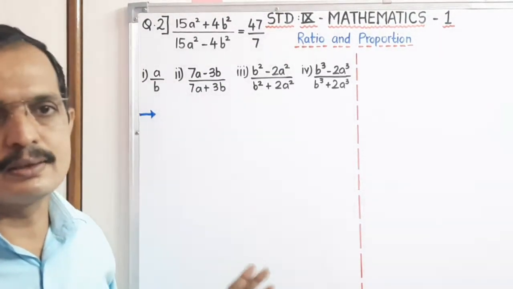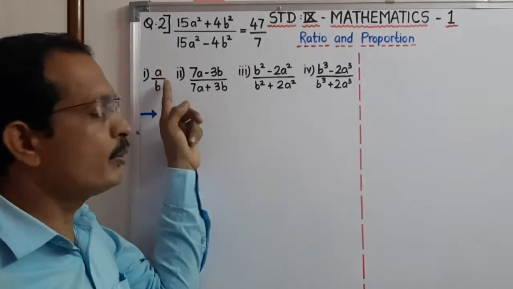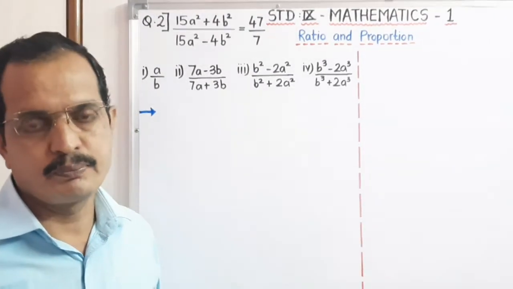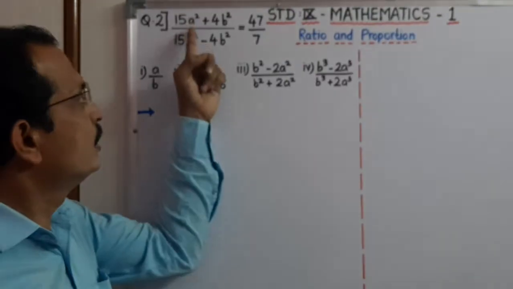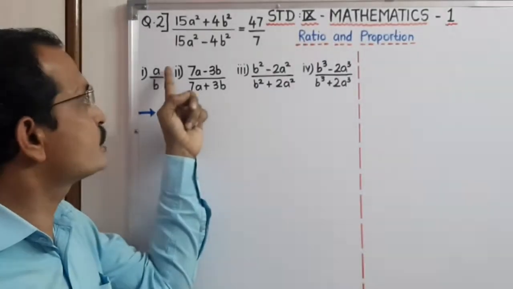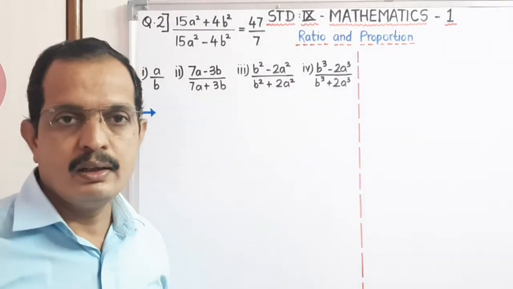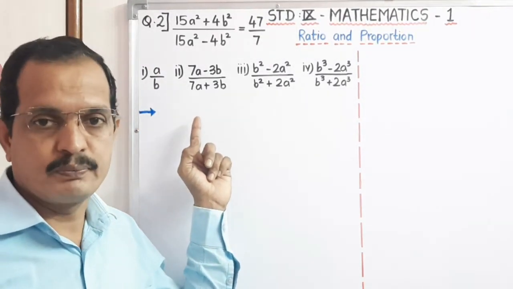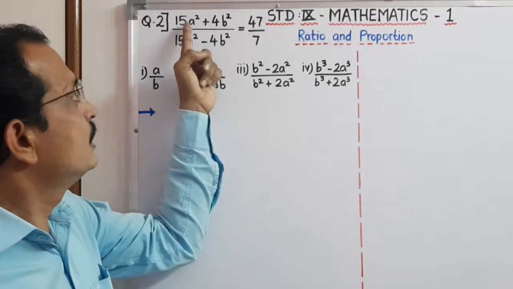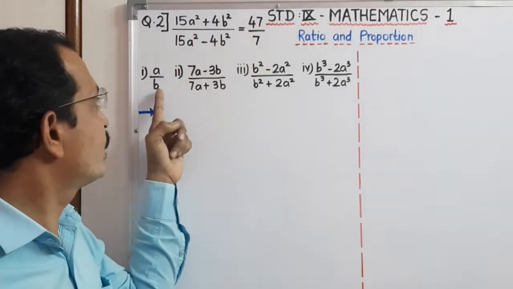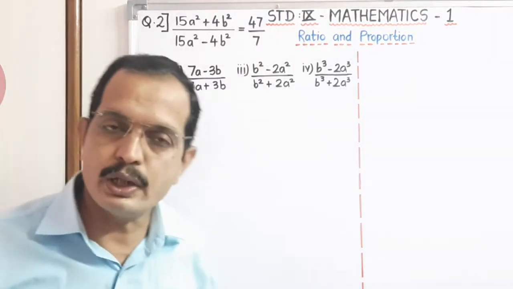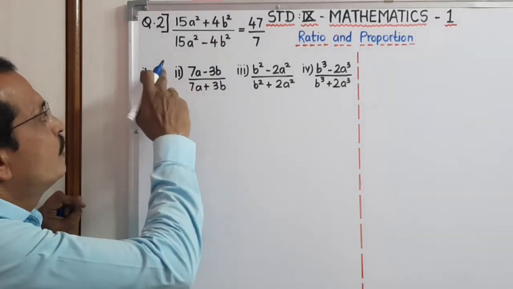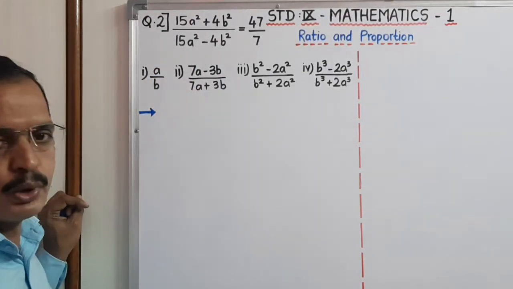In the first sum, the ratio of a/b was equal to another ratio that was given. In the previous sum, the ratio of a/b was given. But here dear students, these two ratios are equal and we have to find out the ratio a/b first of all. So dear students, for finding out this ratio, what do we have to do?